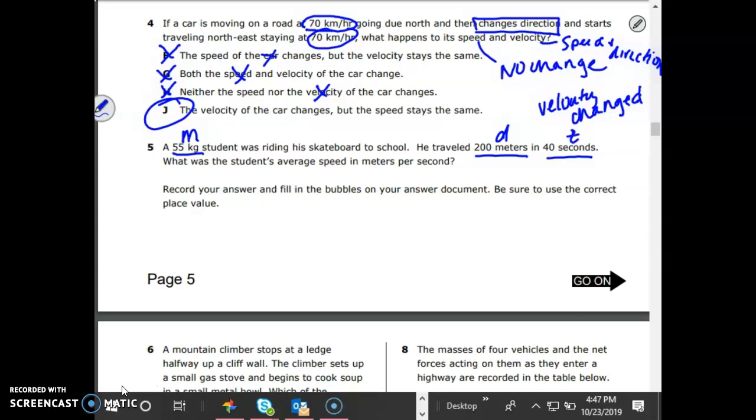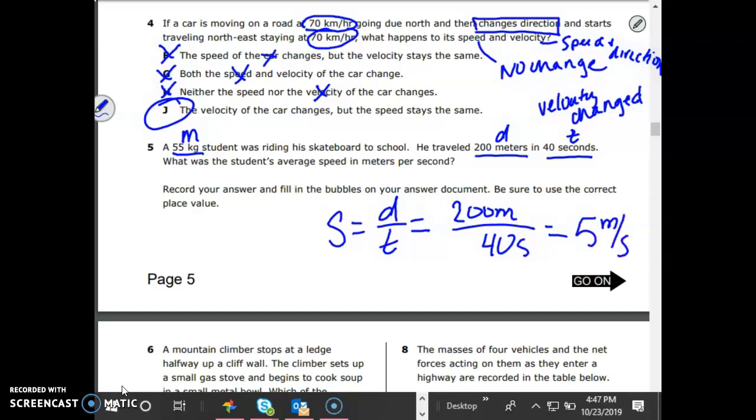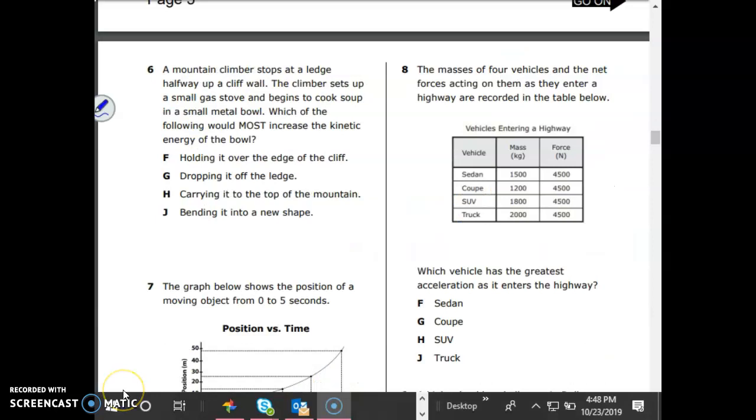We can look on our formula chart and see that speed is equal to distance divided by time. We are given a distance of 200 meters divided by a time of 40 seconds. We plug that into our calculator. We get a total speed of 5 meters per second. So as it turns out, this mass was simply a distractor that you did not need in order to answer the question.